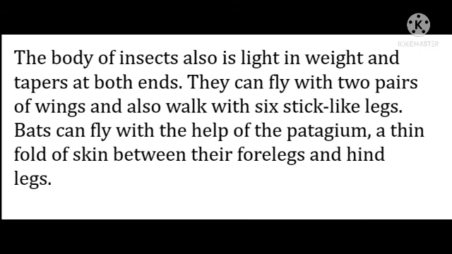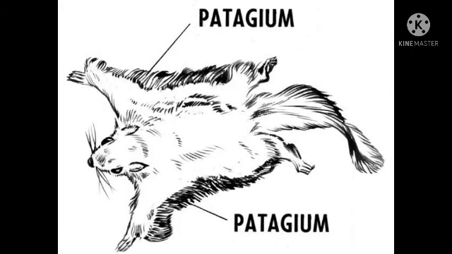Now, bats can fly with the help of the patagium, a thin fold of skin between their forelegs and hind legs. What is patagium, students? Patagium is a membrane or fold of skin between the forelimbs and hind limbs on each side of a bat. With the help of patagium, bats also fly, and bat is a mammal. Students, here you can see the picture of a bat with a patagium.